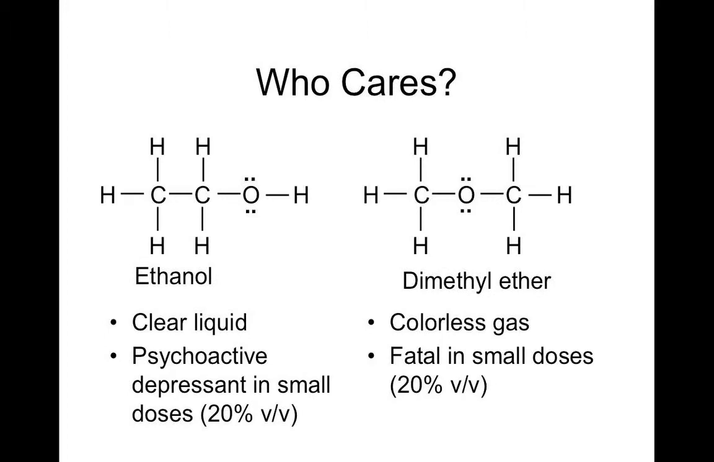So who cares? Why is this important? Remember earlier I said that organic chemistry is about understanding the relationship between the structure of a molecule and the physical and chemical properties of that molecule. Note the differences here on this slide between ethanol and dimethyl ether. By knowing the structure of a molecule, we can predict its effects on people and the environment or how it will behave in a chemical reaction.